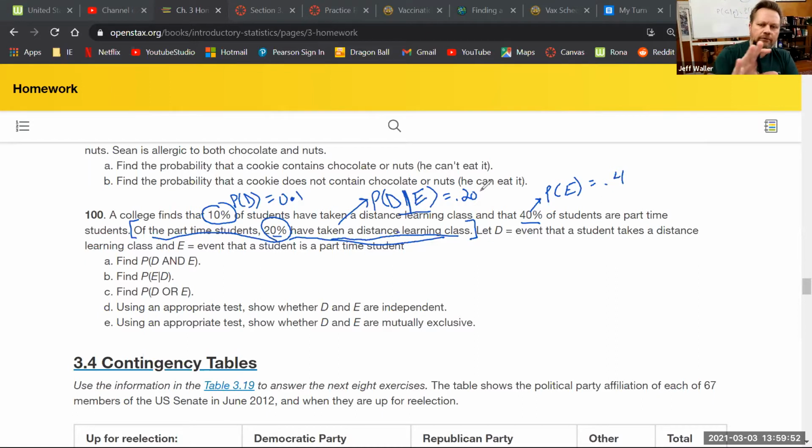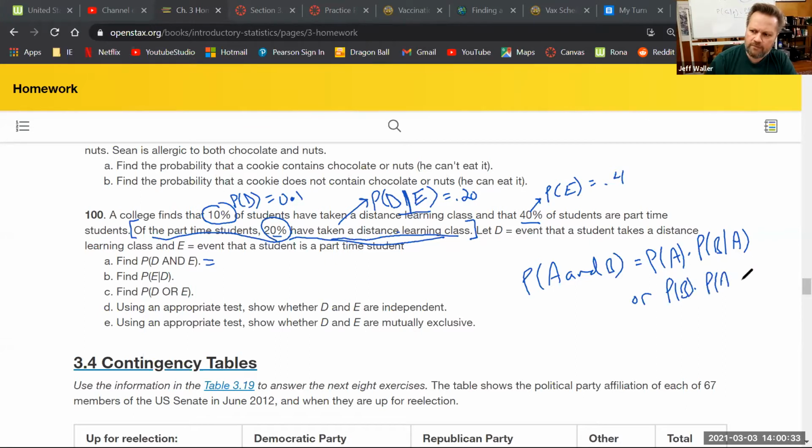So we did all that before we looked at the questions. Now the questions should be a little easier. What's the formula for A and B? There's two actually. There's two that work. Probability of A times probability of B given A. Good. Or probability of B times the probability of A given B. So it just has to be one times the adjusted other one. It doesn't matter, because again, the probability of A and B is the same as the probability of B and A. It doesn't matter which letter comes first.